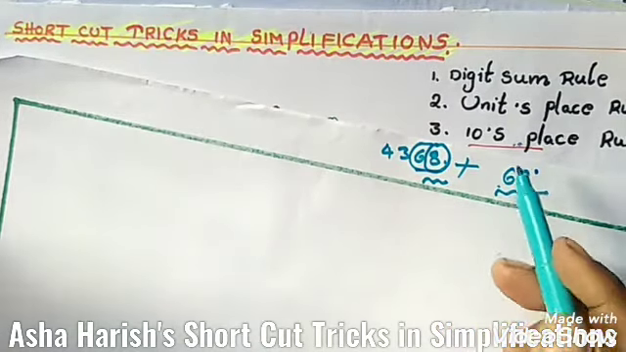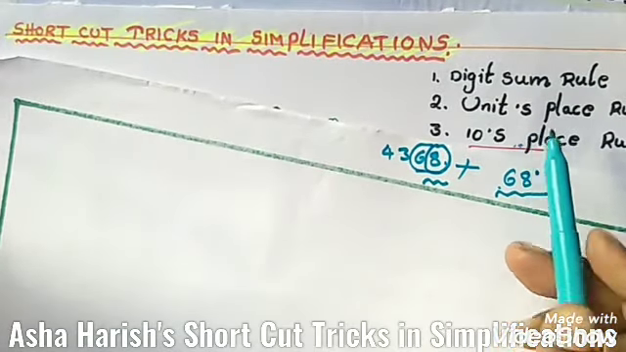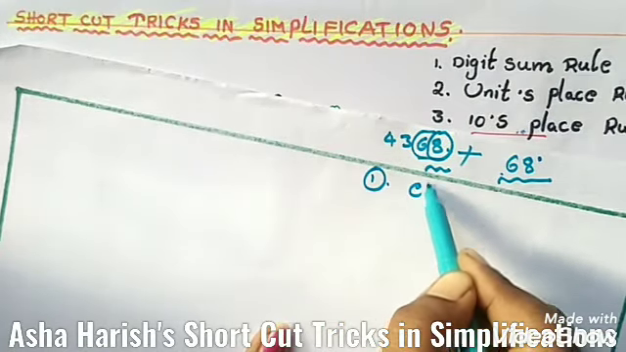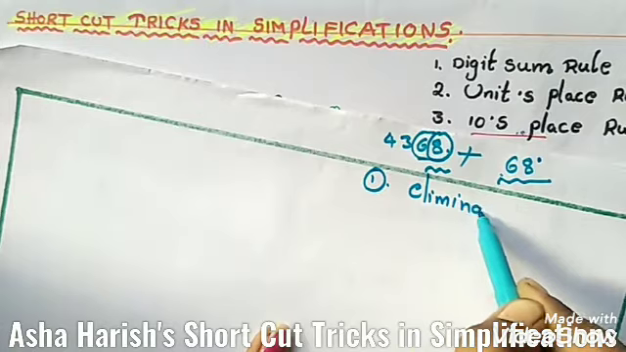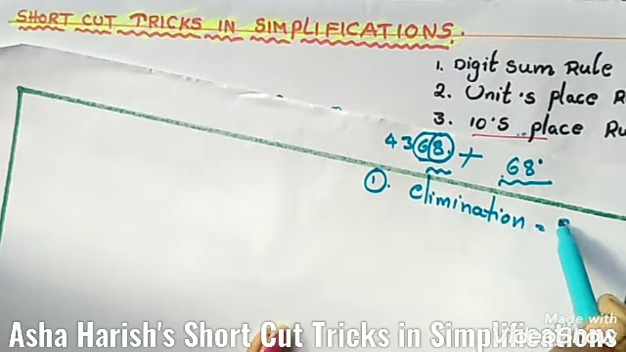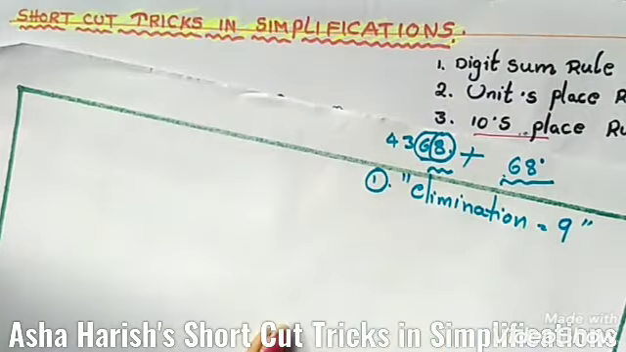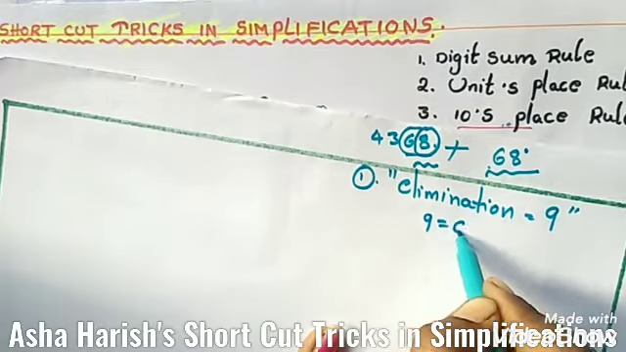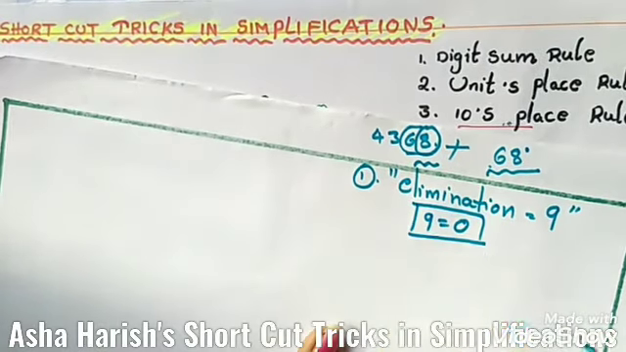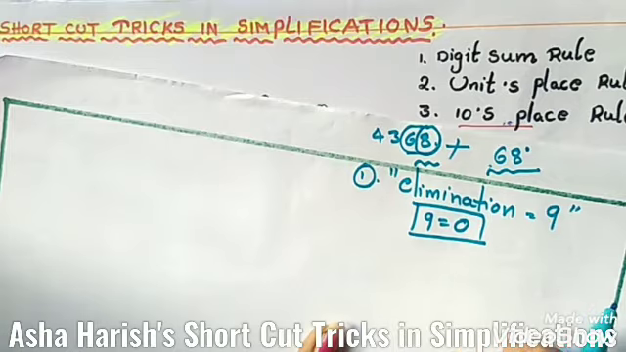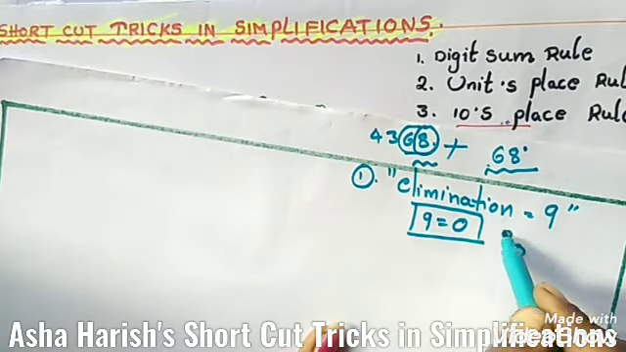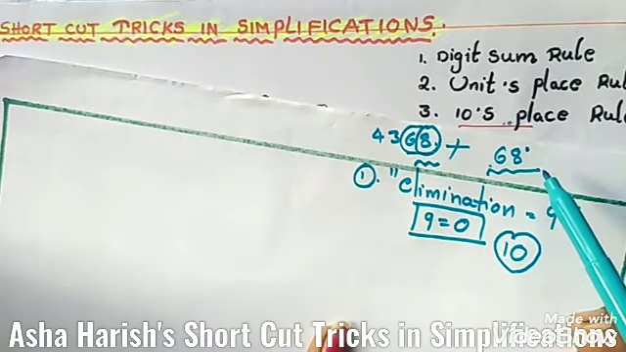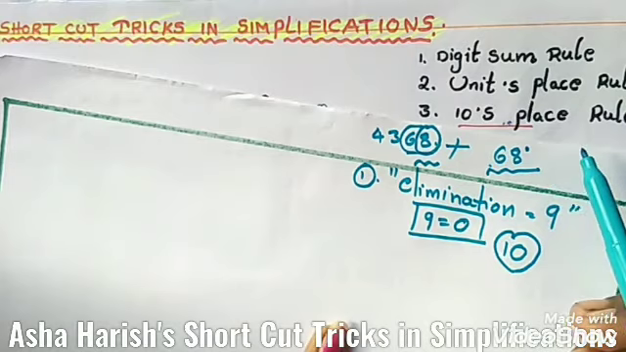Okay students, in the first rule, the digit sum rule, you have to remember one thing here. The first step is elimination of 9. Always take the value of 9 as 0. Now let us see one by one, just 10 solved examples I'd like to share with you, by applying these 3 rules. Let us get into today's session.